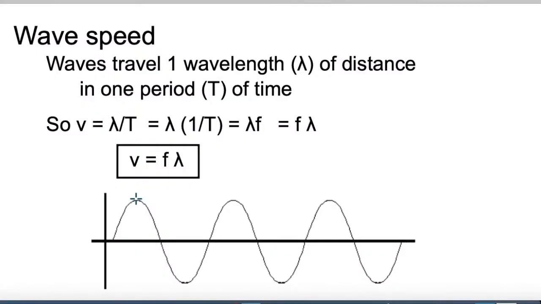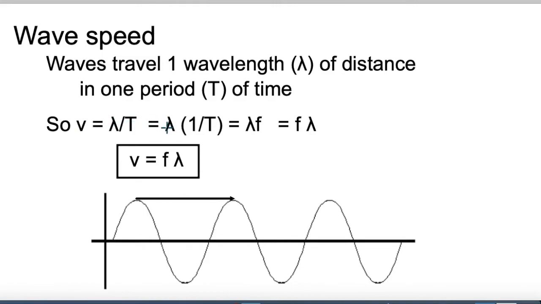So let's look at wave speed. Waves travel one wavelength of distance in one period of time. By definition, the period is the time it takes a wave to travel one wavelength. For one complete wave to pass a point is another way of looking at it. Another way of looking at it is for simple harmonic motion, back and forth motion of one point. During that time, it has traveled one wavelength. So the velocity is how far it traveled, lambda, divided by the period.